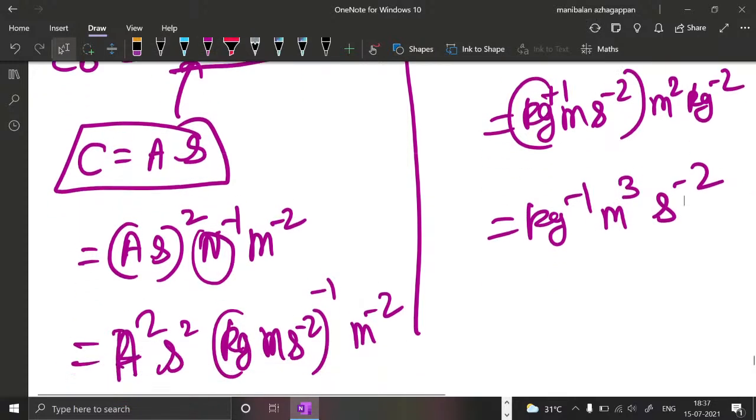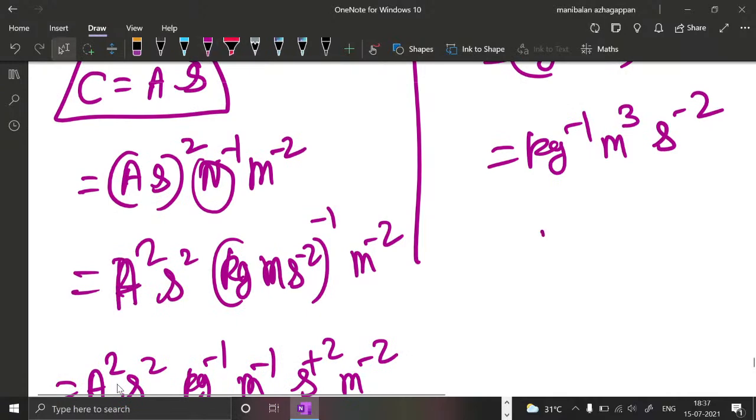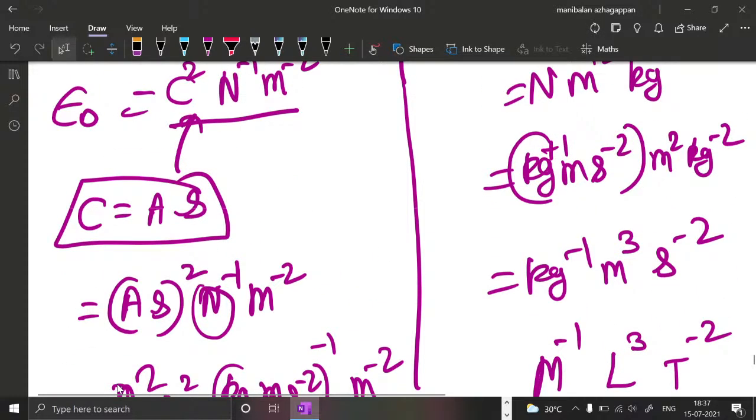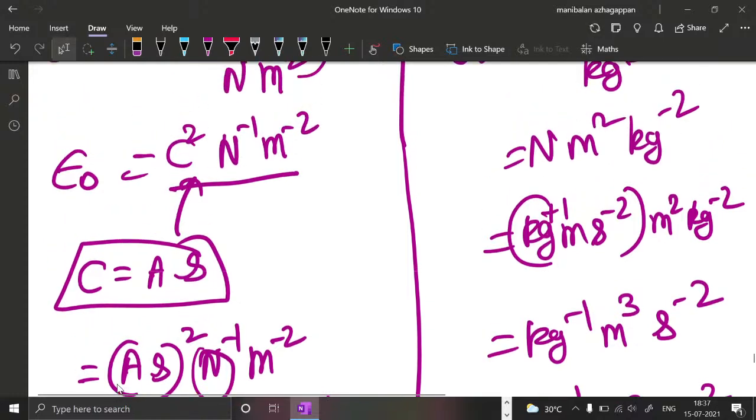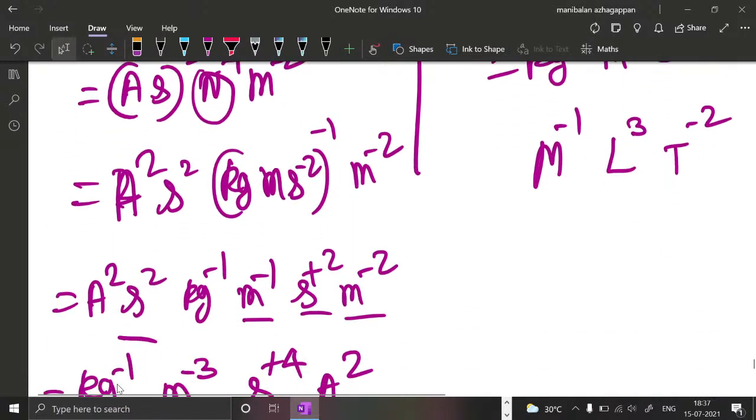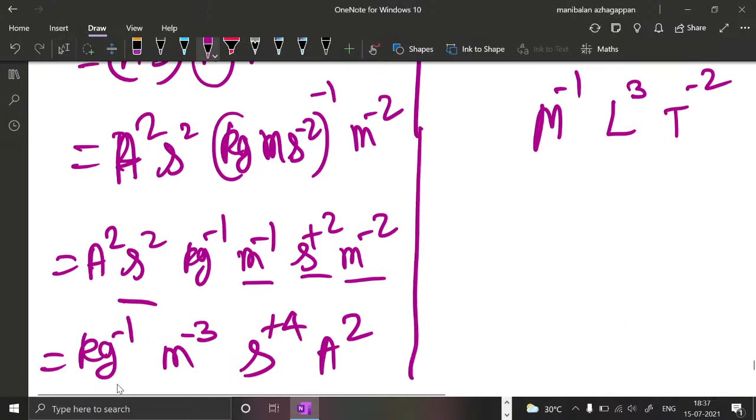The universal gravitation constant is the unit. Dimensional formula now: M power minus 1, L power 3, T power minus 2. I'll check again whether what I did is correct or wrong. Minus 1, 3, minus 2, yes, correct. So now the dimensional formula of capital G we saw.